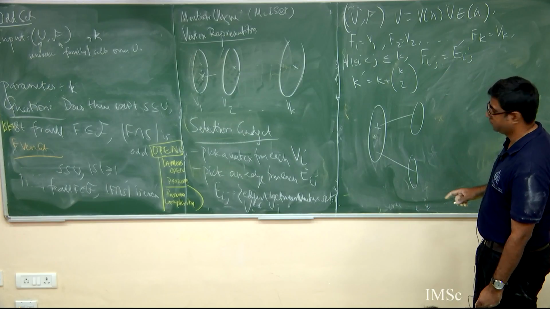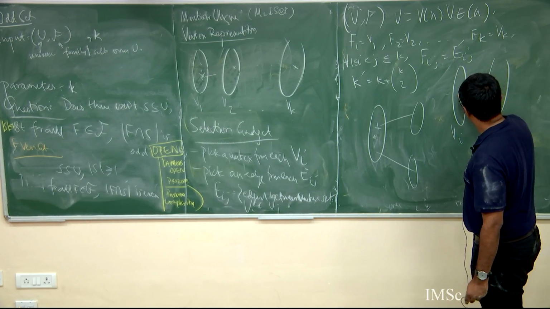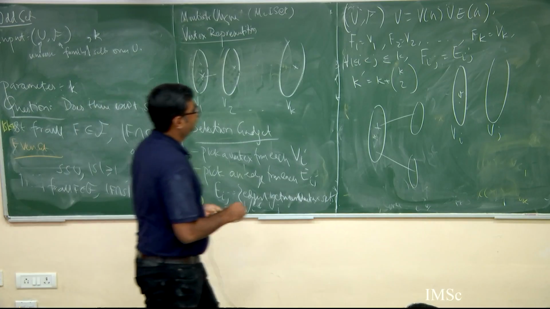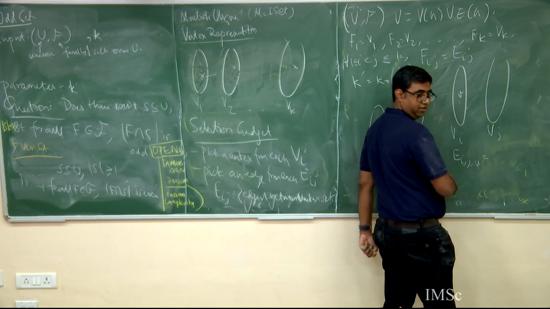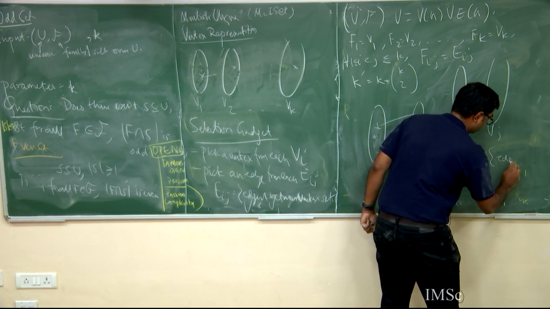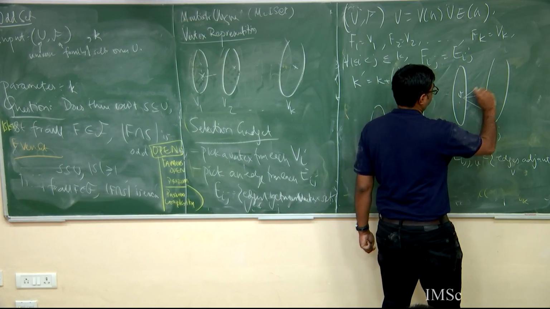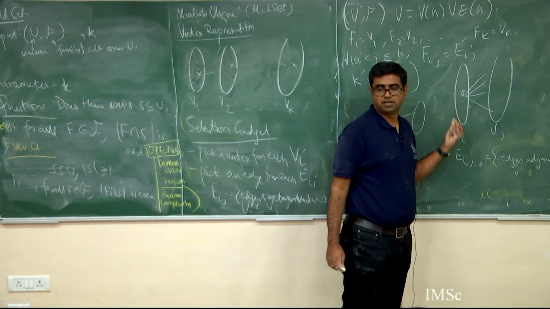So, now let me define another thing. For color classes Vi and Vj and a vertex V, let me define E_ijV. What does E_ijV mean? It means edges adjacent to V. V belongs to either Vi or Vj, and E_ijV is the set of edges adjacent to it.